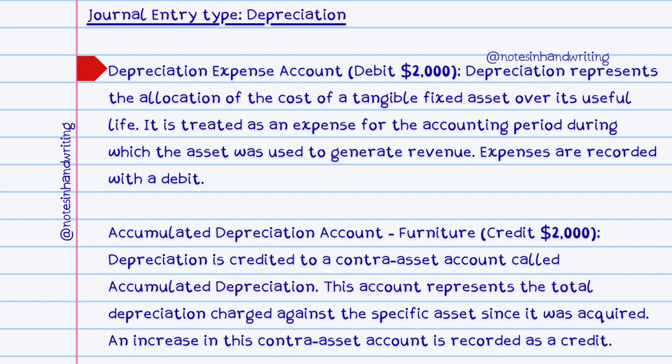Expenses are recorded with a debit. Instead of directly crediting the furniture asset account, depreciation is credited to a contra-asset account called Accumulated Depreciation. This account represents the total depreciation charged against the specific asset or class of assets since it was acquired. It reduces the net book value of the asset on the balance sheet. An increase in this contra-asset account is recorded as a credit.